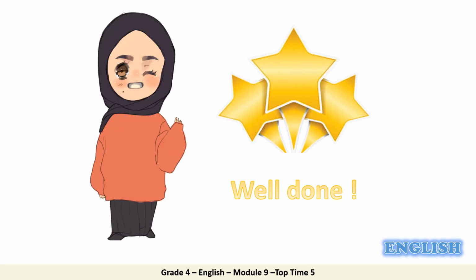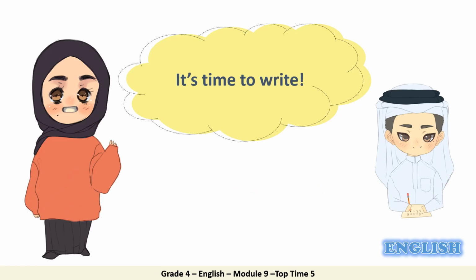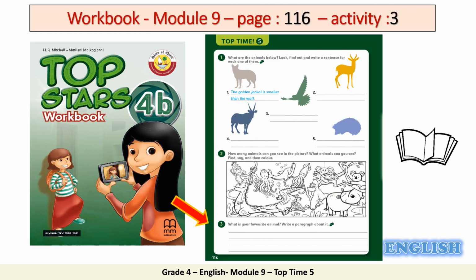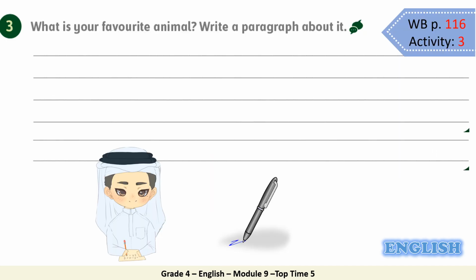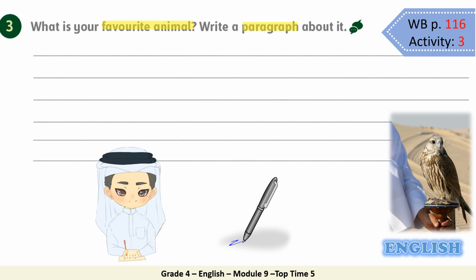Well done, everybody. And now, it's time to write with Ahmed. Go to activity number 3 in your workbook in the same page. Check the question. The question says, what is your favorite animal? Write a paragraph about it. Ahmed is going to tell us about his favorite animal.